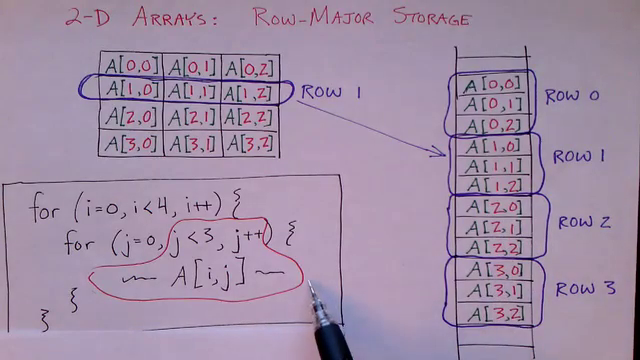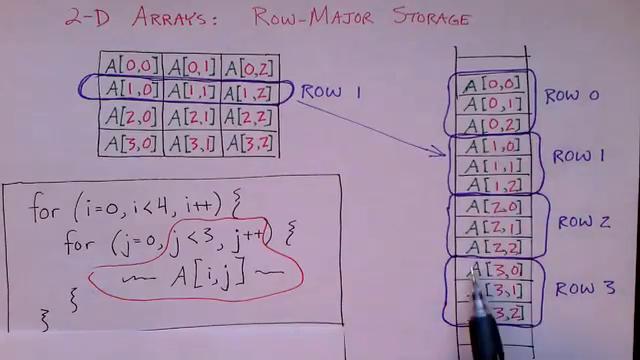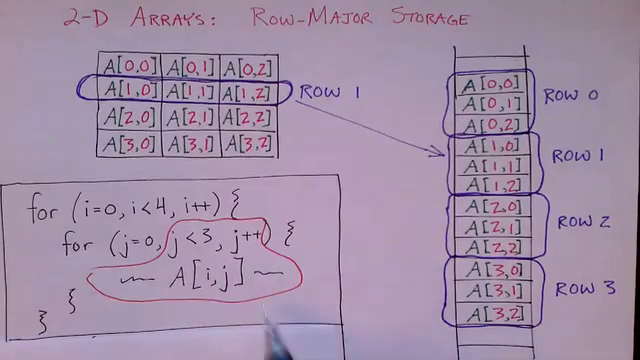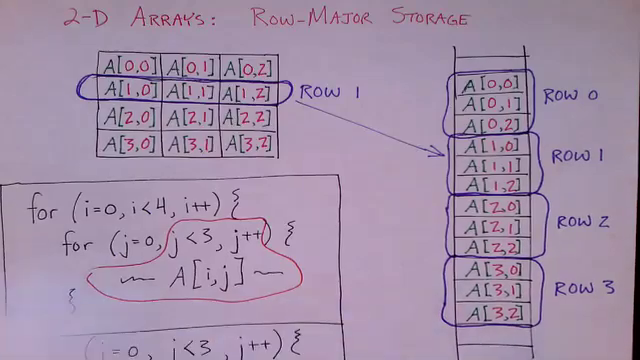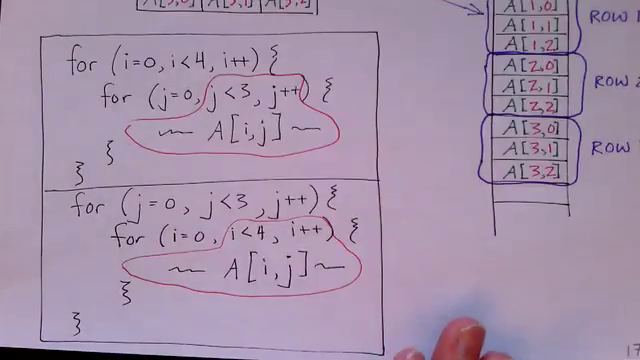So this program is well behaved. It goes through memory in order. It has a stride of 1, and it's going to have a lot of cache hits, and it's going to be well behaved. Here is a similar program.